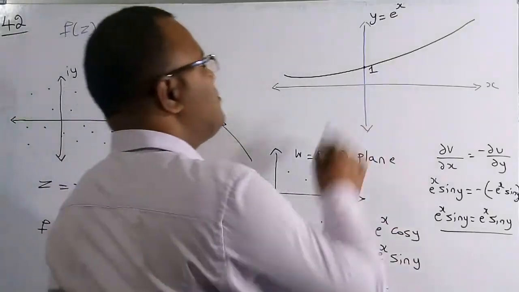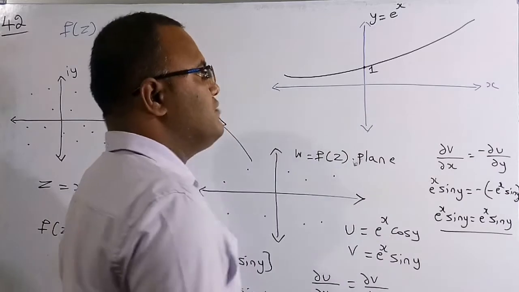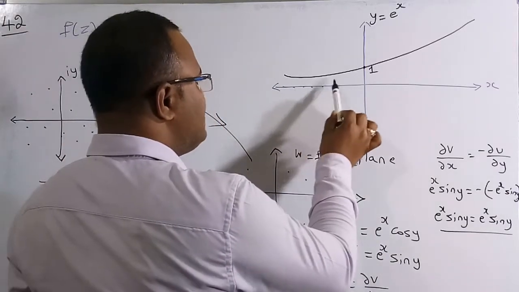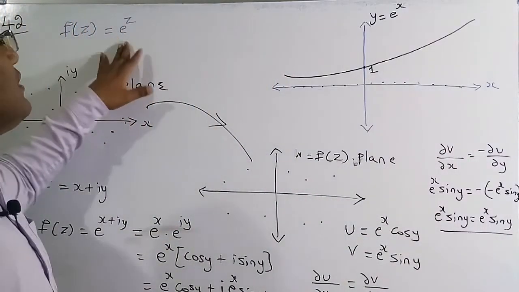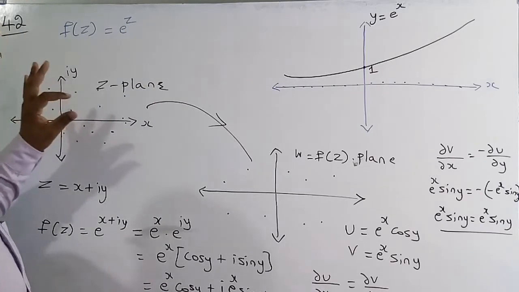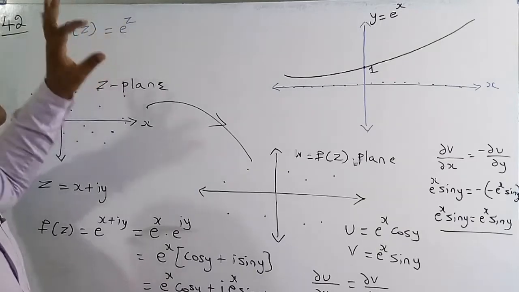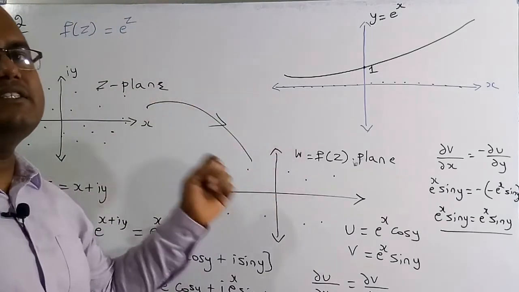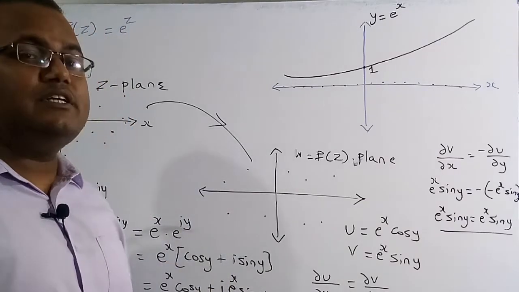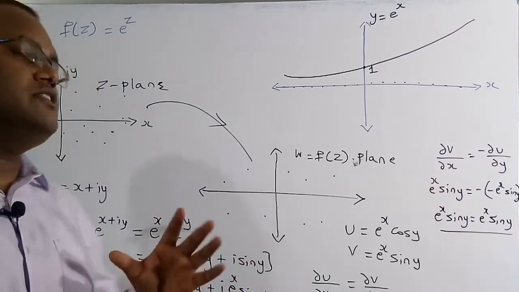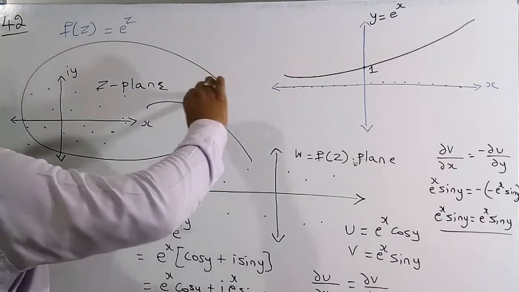Suppose you take y is equal to e to the power of x, you can draw it, and at each and every value of x the function is defined. Similarly here, f of z is equal to e to the power of z at each and every point in the z plane. Take any point in the z plane, put it in this equation, and you are going to get a certain finite value in the w plane. Therefore we can say the function is defined at each and every point in the z plane, and also it is continuous and differentiable. So simply we can say that the function is analytic for the whole z plane.